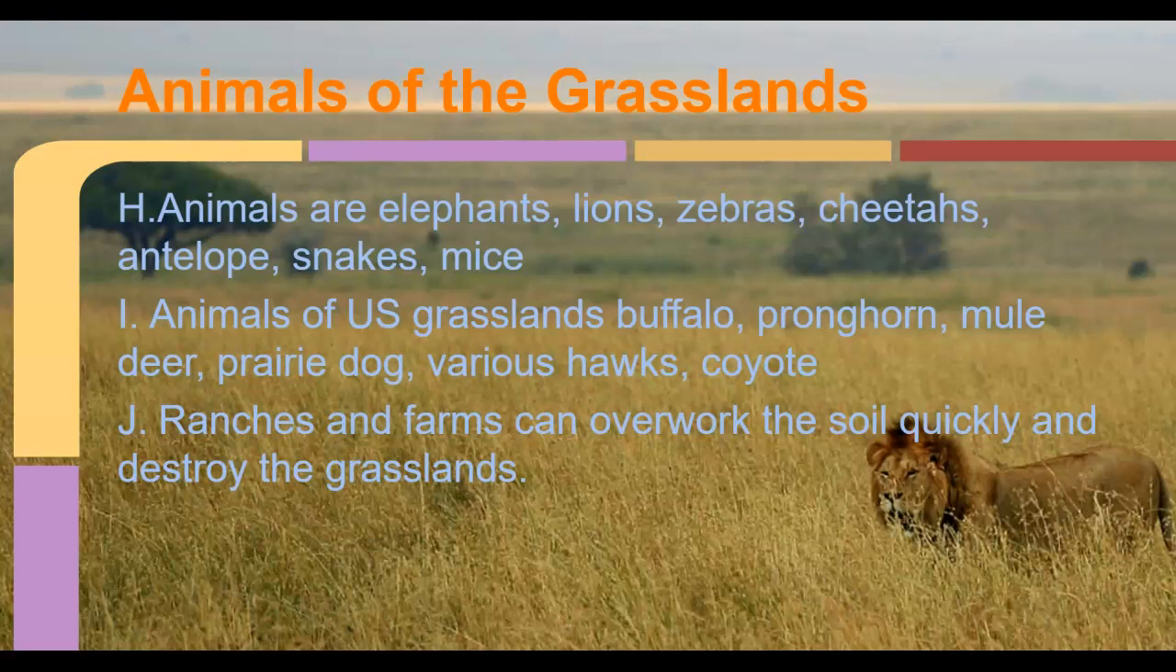Unfortunately, with all grasslands, because they are so fertile, they tend to be very much used for farming and ranching. If you overwork the grassland, you can actually cause a process called desertification, where you basically have destroyed the ground to where it's no longer useful and like a desert.